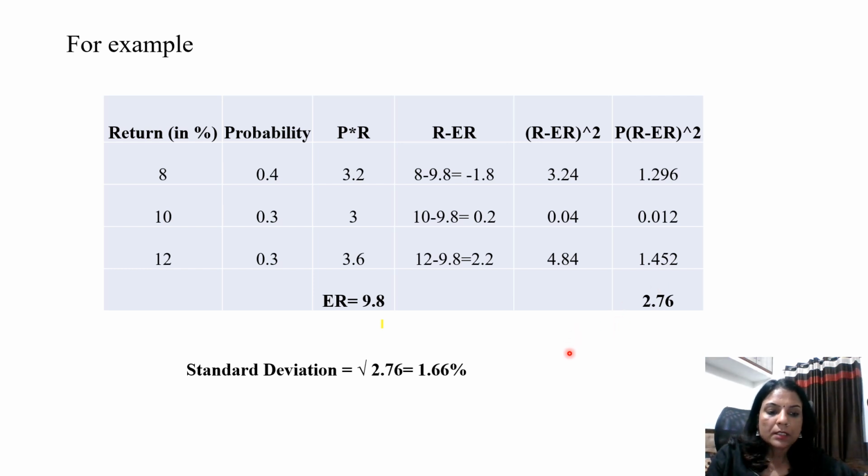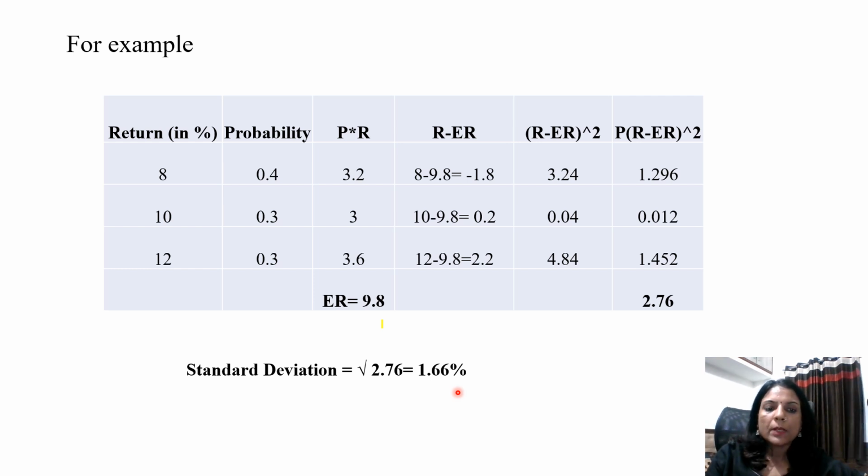Now, I have discussed the formula of standard deviation. The standard deviation formula is the root of the summation of P into (R minus ER) squared. This value we got is 2.76. So the standard deviation will be the root of 2.76. So 1.66% we got as the standard deviation, or the risk.